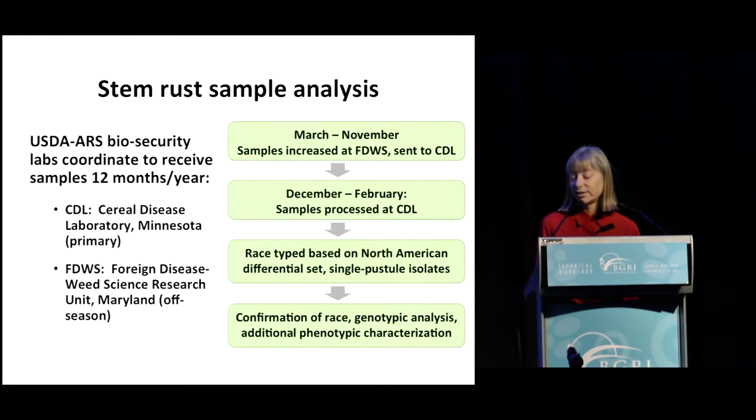After increasing, the samples are sent to the cereal disease lab, where they are processed in the months between December and February. That's the winter in Minnesota. Single pustule isolates are derived and race typed based on the North American differential set. And the next steps include confirmation of the race, genotypic analysis, and additional phenotypic characterization.